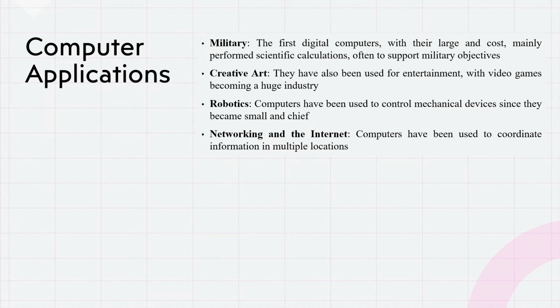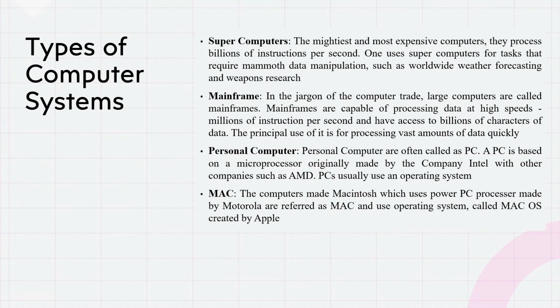Networking and the internet: computers have been used to coordinate information in multiple locations. Understanding the types of computer systems. We have something known as supercomputers, the mightiest and most expensive computers. They process billions of instructions per second. One uses supercomputers for tasks that require mammoth data manipulation, such as worldwide weather forecasting and weapons research.